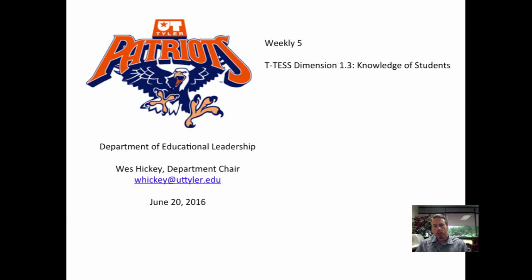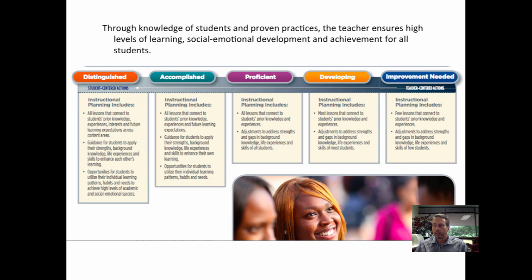This weekly 5, I want to look at the T-TESS Dimension 1.3, knowledge of students. And since we're still in Dimension 1, what we are really looking at is the planning component of this. So knowledge of students is knowing your classroom, knowing what makes them tick, and trying to find ways to be able to use that to leverage their learning, not only academically, but through the social emotional level.